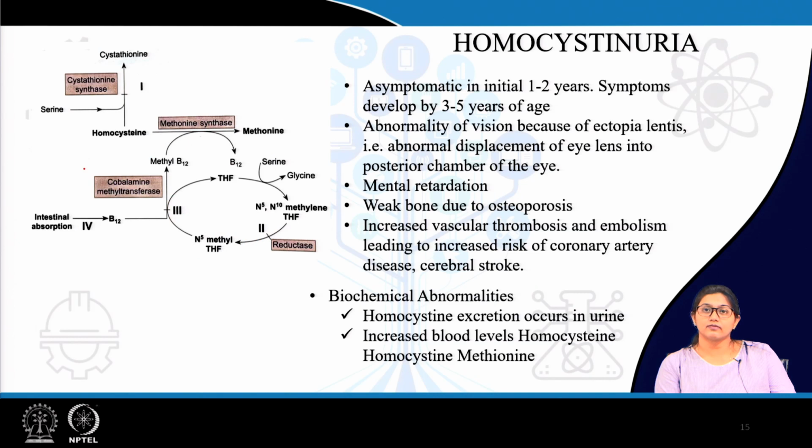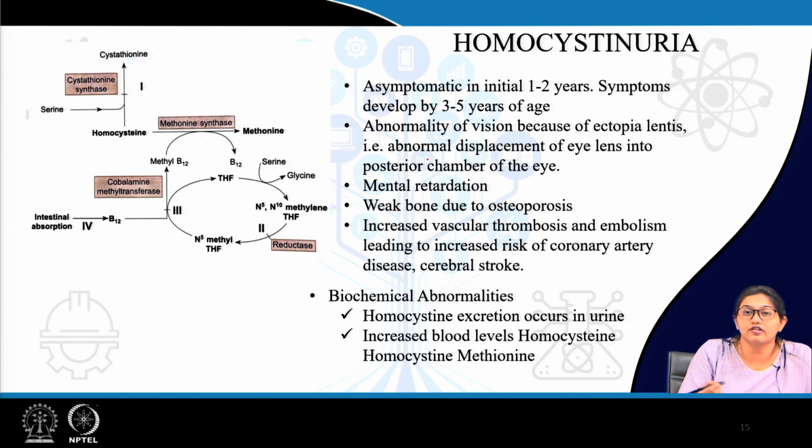Now, what are the manifestations of homocystinuria? Mostly in the initial 1 to 2 years, the babies remain asymptomatic. Around 3 to 5 years, when there is adequate accumulation of homocysteine, or rather enough deficiency of methionine, manifestations of homocystinuria occur. The very first detected manifestation of homocystinuria is abnormality in vision due to ectopia lentis.